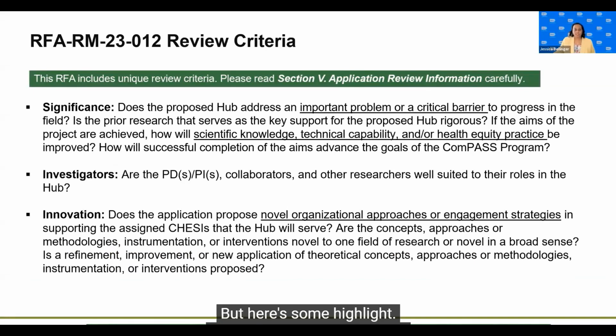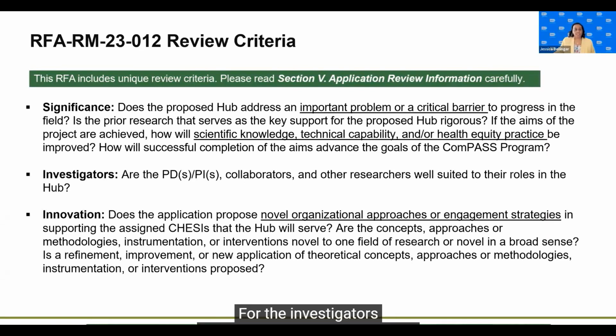For the significance criterion, does the project address an important problem or critical barrier to progress in the field? Specific to this RFA, the application should also address the extent to which successful completion of the aims contribute to or complement community-led efforts to design and implement structural interventions that advance health equity.